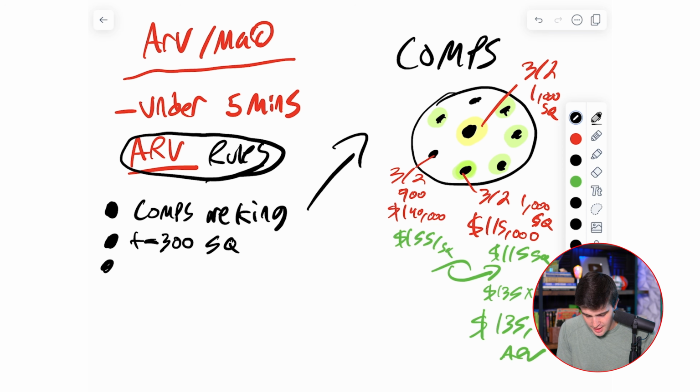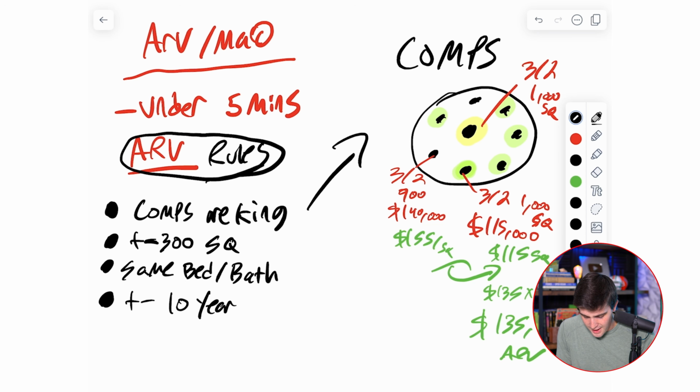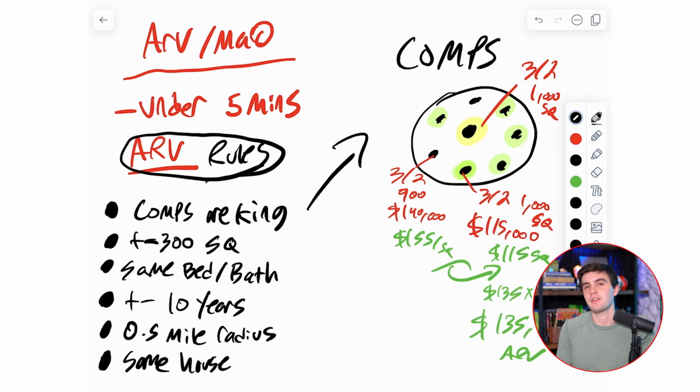Also, you wanna make sure that the properties you're looking for have the same bed and bath. Make sure the property is built in the same decade or 10 years. So if my house was built in 2000, I only want to deal with properties that sold that were built in 1990 or 2010. Make sure the properties are within a half a mile radius. And make sure the same house type is used. So if you have a concrete block house, do not compare that to a wood cabin that you see sold.